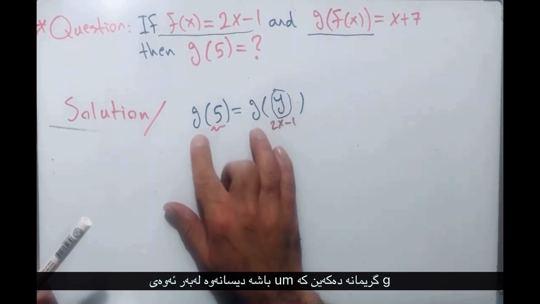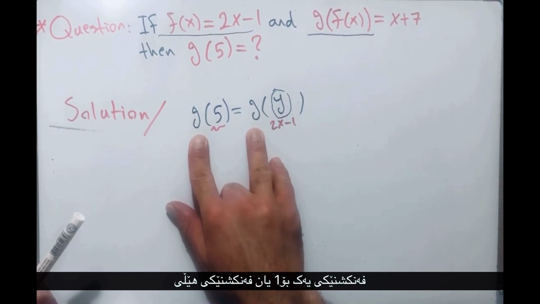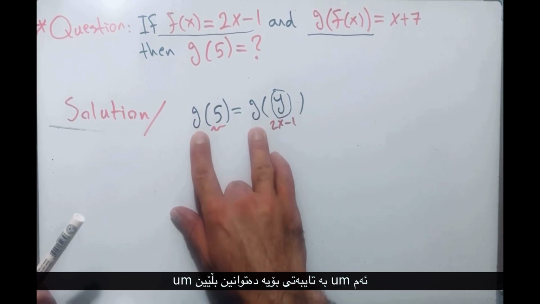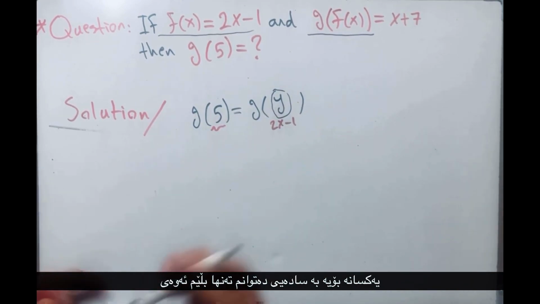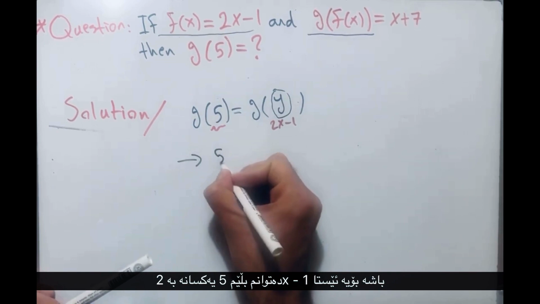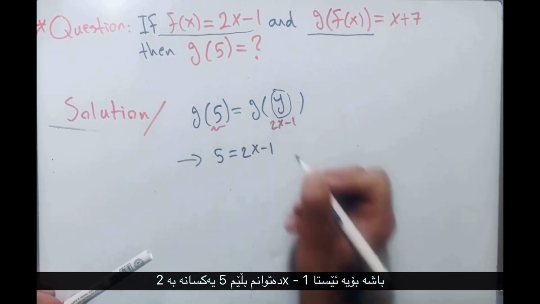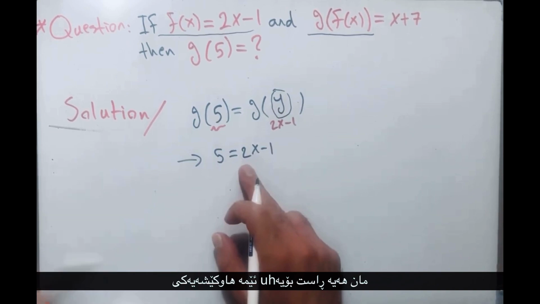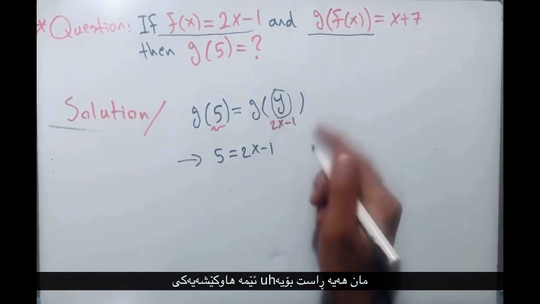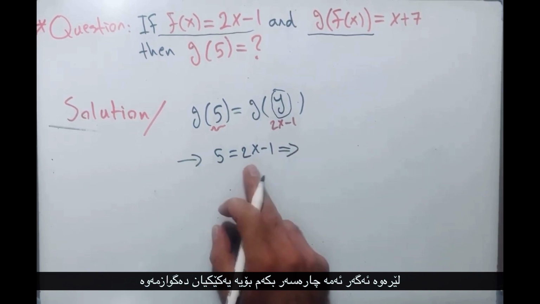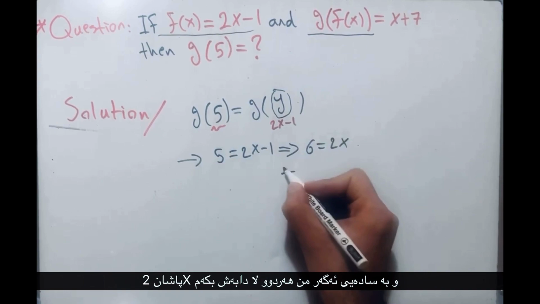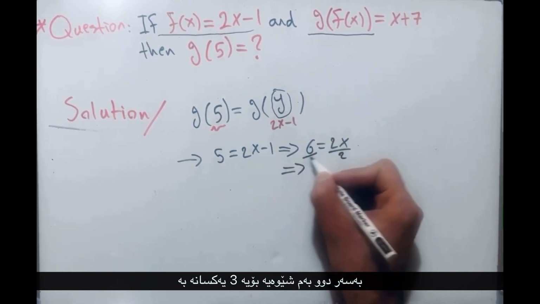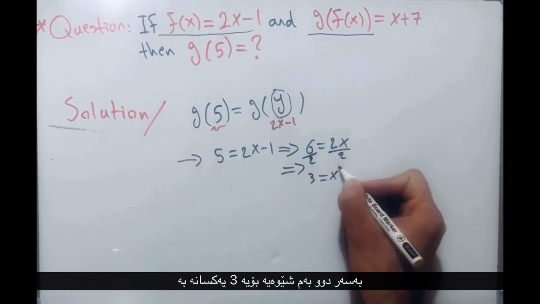Again, since we assume that g is a one-to-one function, or a linear function in particular, we can say these things inside the brackets are also equal. So simply, I can say 5 is equal to 2x minus 1. Now we do have an equation, right? If I solve this, I move 1 to the other side, so I get 6 equals 2x. And if I divide both sides by 2, 3 is equal to x.